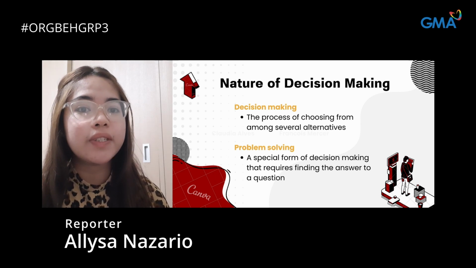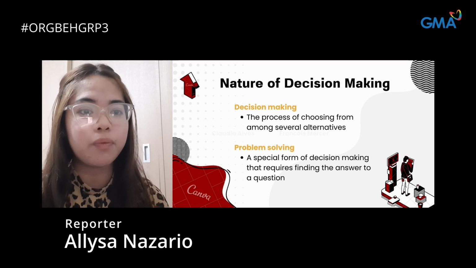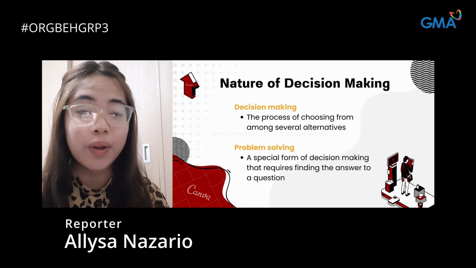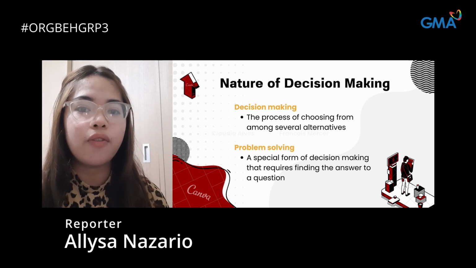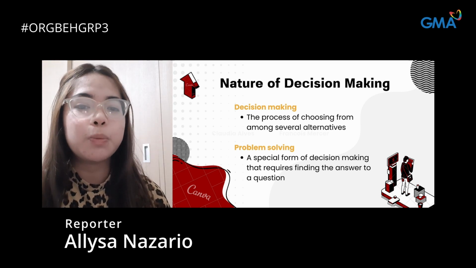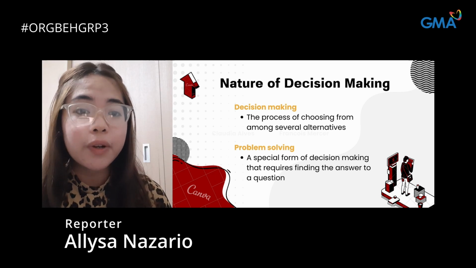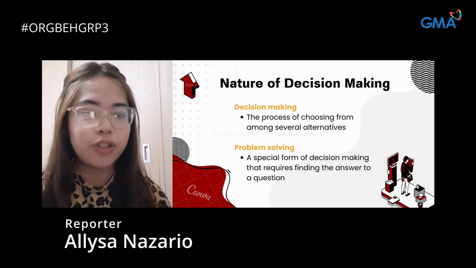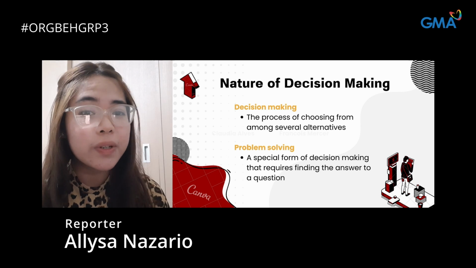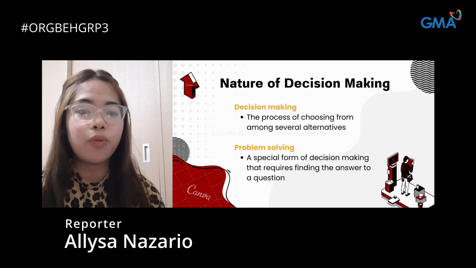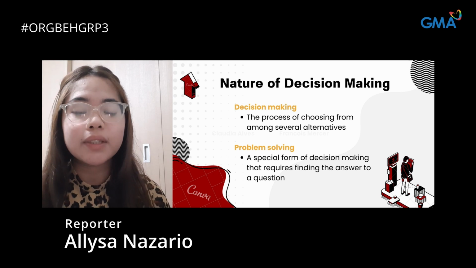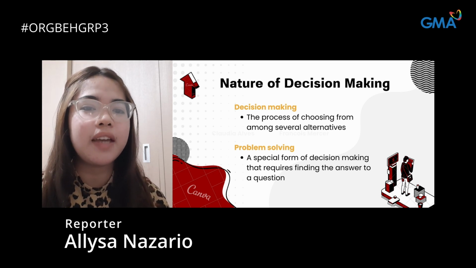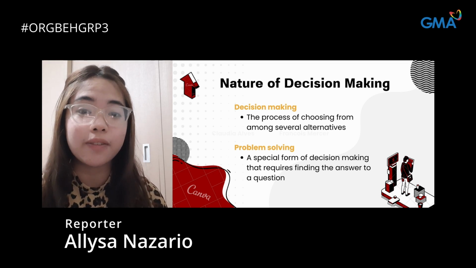While problem solving is considered as a special form of decision making that requires finding the answer to a question. Now, what's present this time is the act of finding the answer from a specific question or scenario as a special form of decision making. In other words, problem solving uses a form of decision making to answer a question, while decision making is generally the act of choosing an alternative.